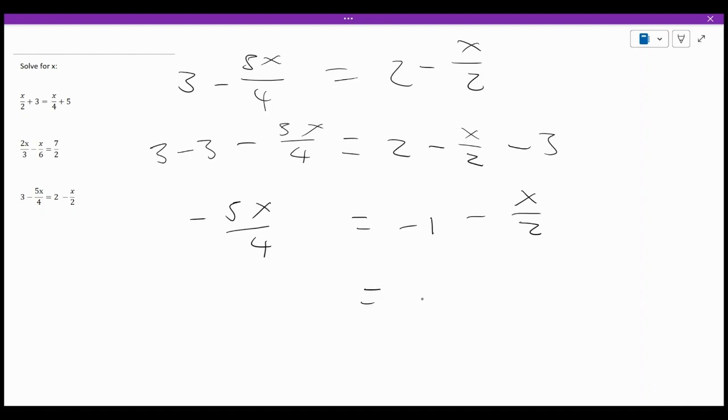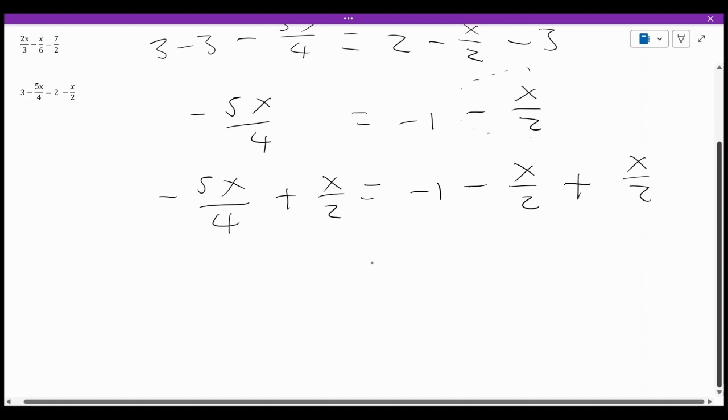Okay, now we're going to try and move this fraction part that has the variable to the left. And how do we do that? We say minus x over 2 plus x over 2, right, to the opposite. Then here we're going to have minus 5x over 4 plus x over 2. Then we're left with negative 1 over here.